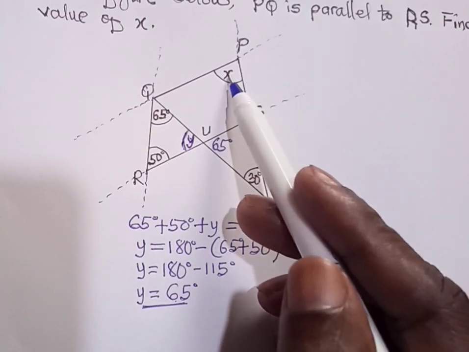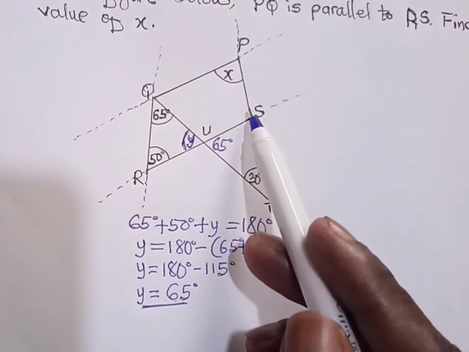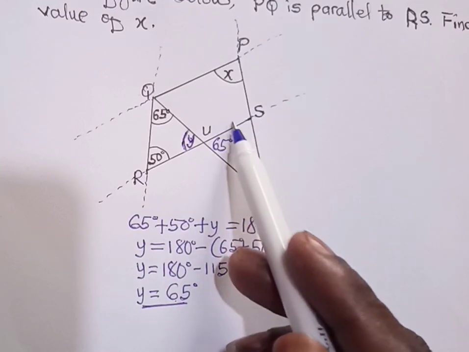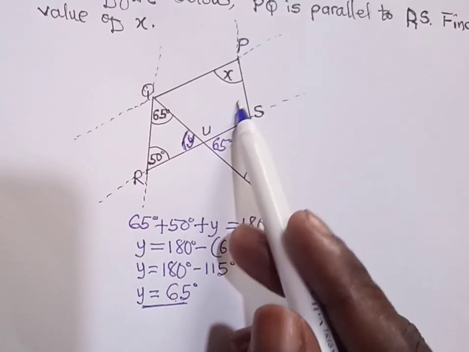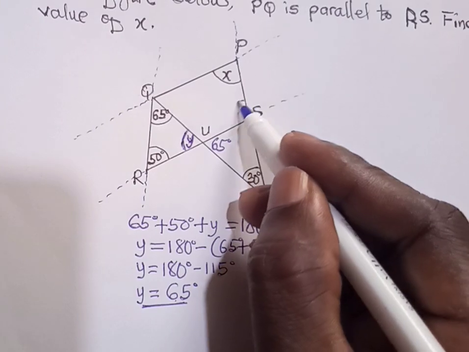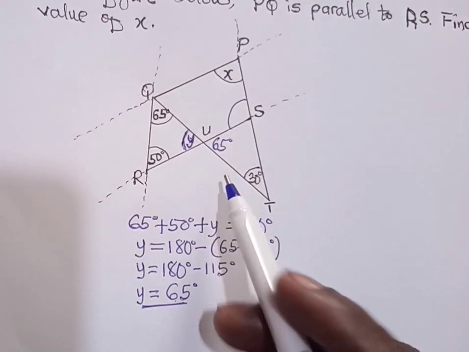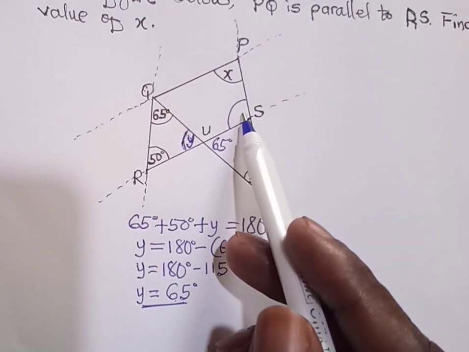Once we have this and we are saying that this line and this line are parallel, then we can find x. But how do we find x? We need to first find this angle. So let's look at this angle. How do we find this angle?